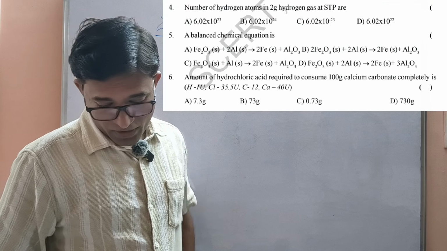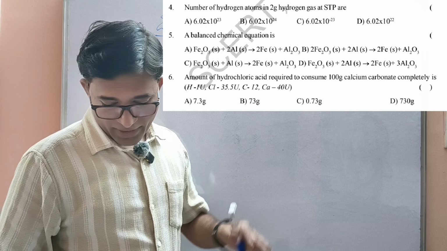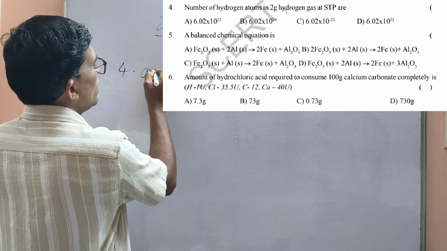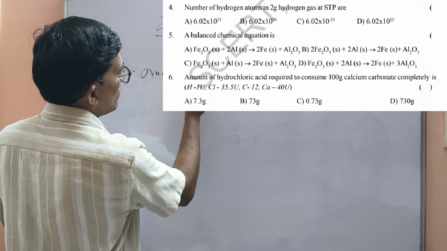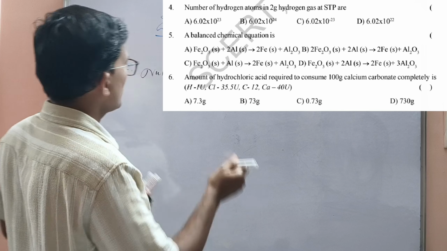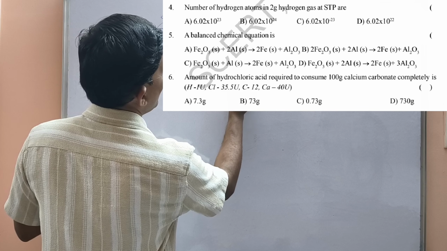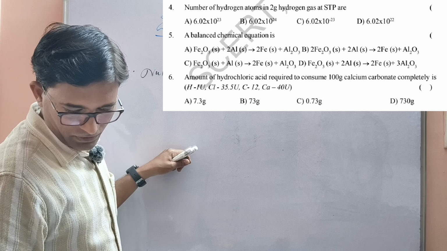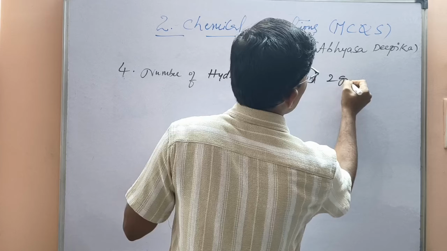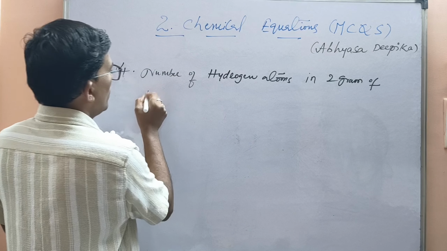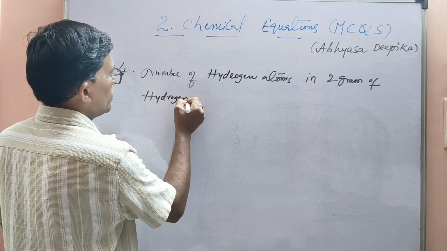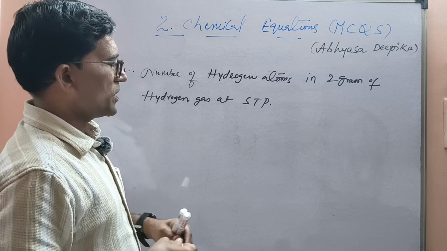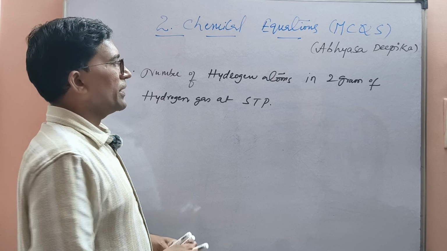Now the fourth question. Number of hydrogen atoms in 2 gram hydrogen gas at STP. Very, very important. I will write the complete question on the board. Number of hydrogen atoms in 2 gram of hydrogen gas at STP. So STP means standard temperature and pressure.